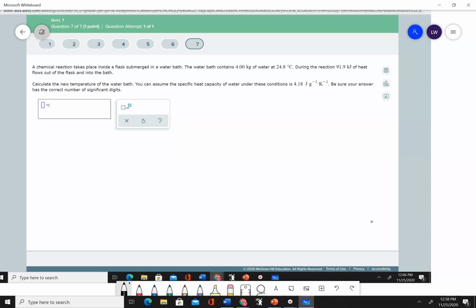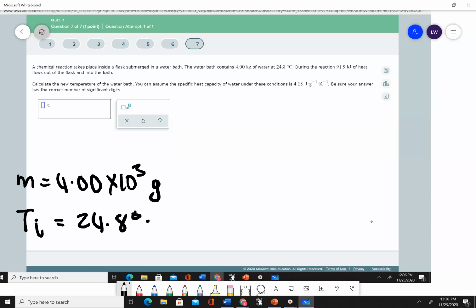It says a chemical reaction takes place inside a flask submerged in a water bath. The water bath contains 4 kilograms of water. So this is your mass, right? 4.00 by 10 to the 3 grams. At a temperature of 24.8 degrees Celsius. So this is your initial temperature. There we go. During the reaction, 91.9 kilojoules of heat flows out of the flask and into the bath. So Q equals 91.9 by 10 to the 3 joules.